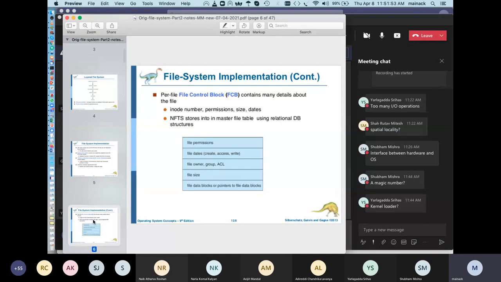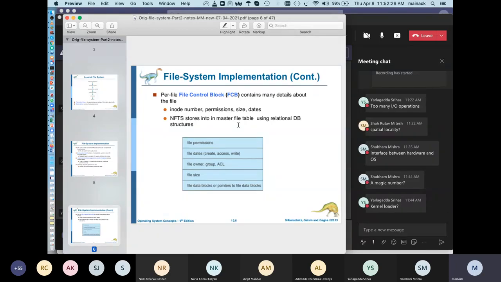Now let's look a little bit into this FCB, because the directory structure is something that you need to implement as an operating system developer. For each file, the file control block contains many details about the file. For example, the inode number, the permissions, like who can access, read, and write the file, the size of the file, and the dates associated with the file. Dates, why dates? Like when the file was created, when it was modified, when it was last opened. All this information is stored in the inode.